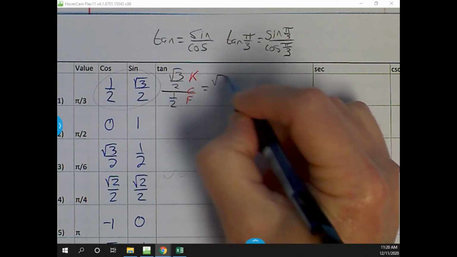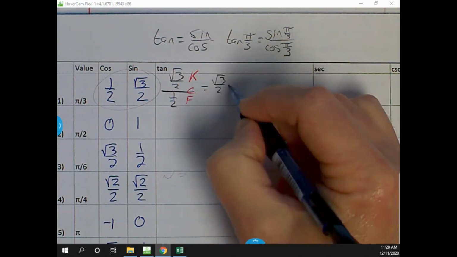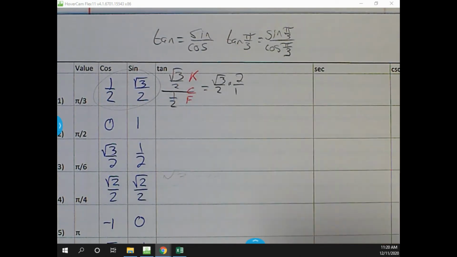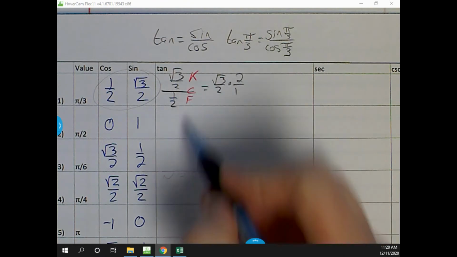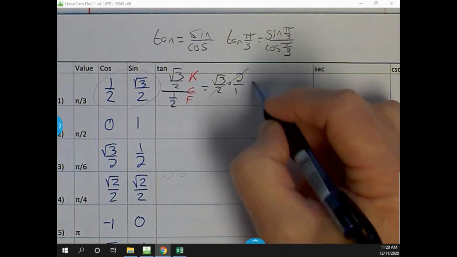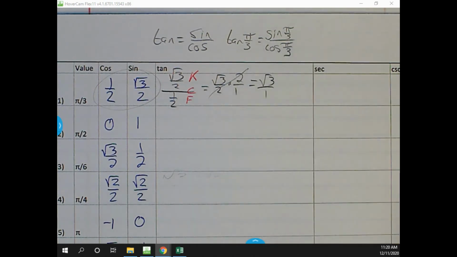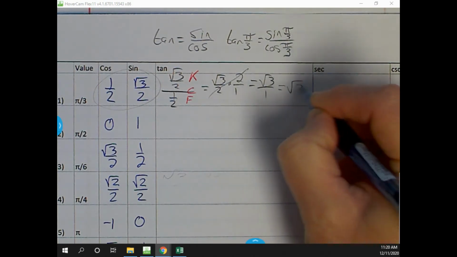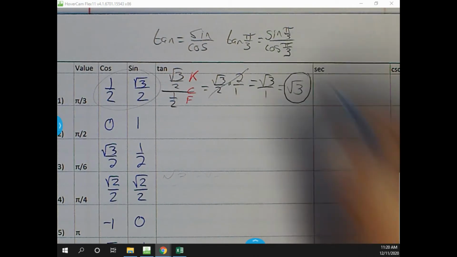So that makes it square root of 3 over 2 times 2 over 1. And that way we can save a little bit of space, make the work go a little bit faster. So it's going to be keep, change, flip, just straight down the page. The 2's will cancel. You get square root of 3 over 1, but if it's 1 on the bottom, it doesn't matter. That's just a plain old square root of 3.